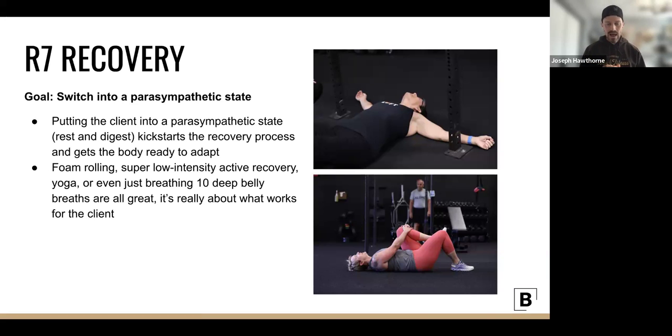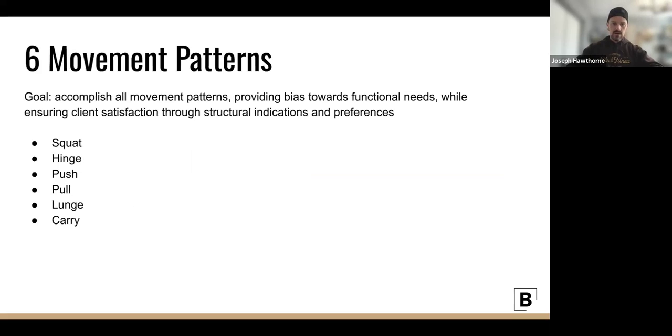That works really well for most clients, so you don't send them out, right? When you're designing your program, this is the last thing I want you to think about. Last 2 things, really. But the goal is to accomplish all of the movement patterns, providing bias towards functional needs while ensuring client satisfaction through structural indications and preferences. So what does that really mean?